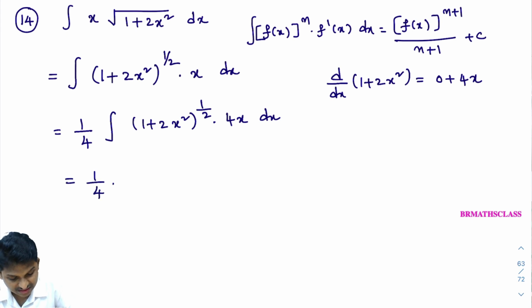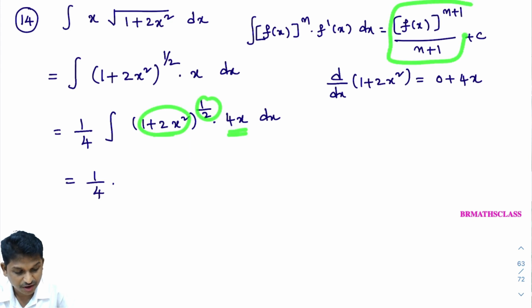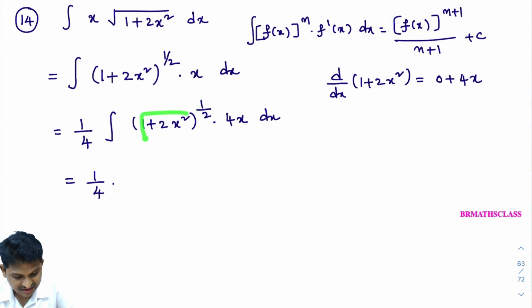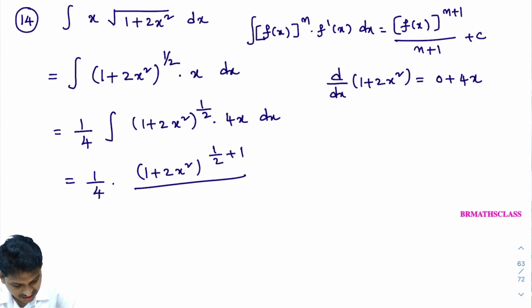1 by 4 into integral of f of x whole power n into f dash of x dx. Now what is the answer? F of x whole power n plus 1 divided by n plus 1 plus c. What is f of x here? This is f of x. What to write here? F of x, 1 plus 2x square, whole power n plus 1. What is n here? n is 1 by 2. So n plus 1 means 1 by 2 plus 1, divided by 1 by 2 plus 1, plus c.